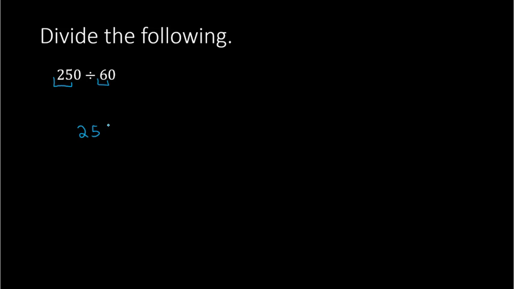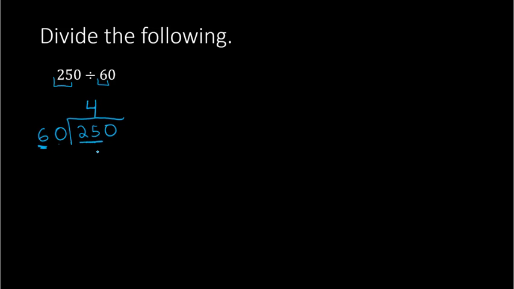So to do that, our process is going to be to set it up like a long division problem. And then we kind of ignore the zeros at the moment. Just look at the 6 and the 25. So ignore the zeros, and you ask yourself, 25 divided by 6 is what? Or how many times does 6 go into 25 without going over? And that's going to be 4. So we're going to put a 4 up here.